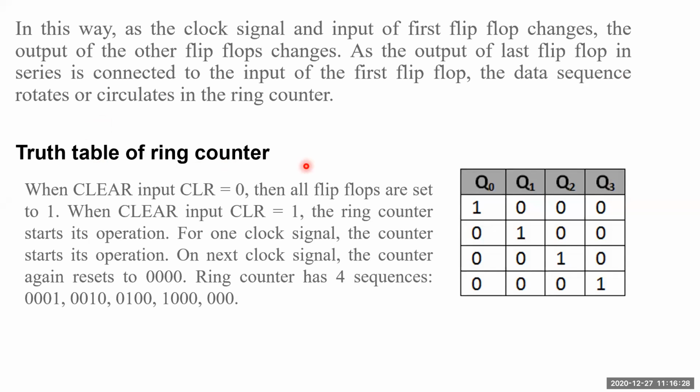So let us see the truth table of this ring counter. What happens in the ring counter here? Whenever the clear input is equal to 0, all the flip-flops are set to 1. Whenever the clear input is equal to 1, the ring counter starts its operation. So this is the design part. Now whenever the clear is made 1, the ring counter will start its operation. I'm talking about this particular part.